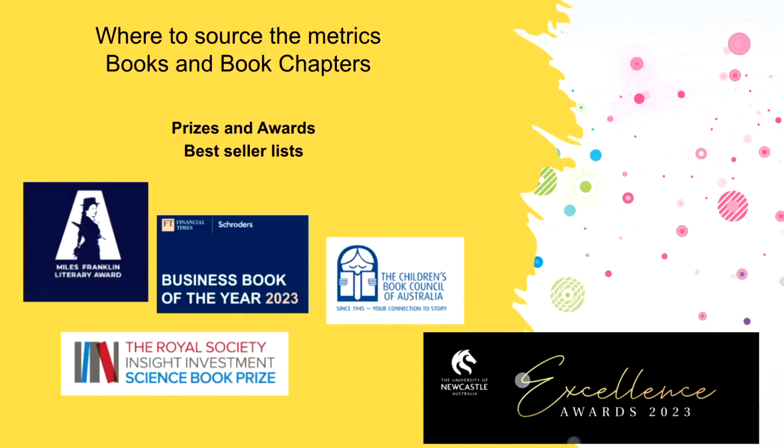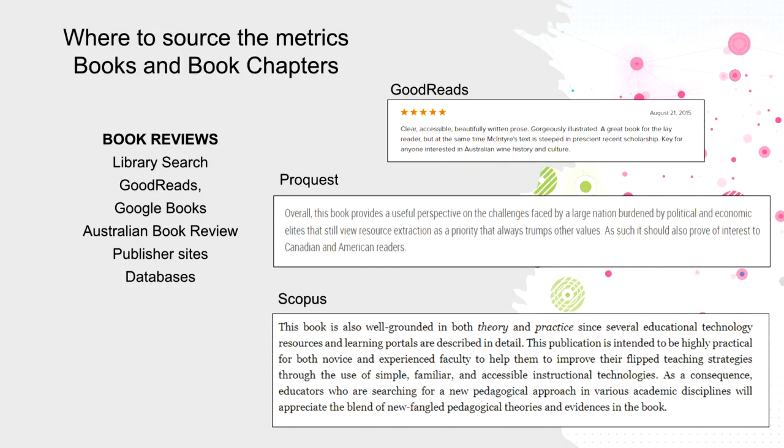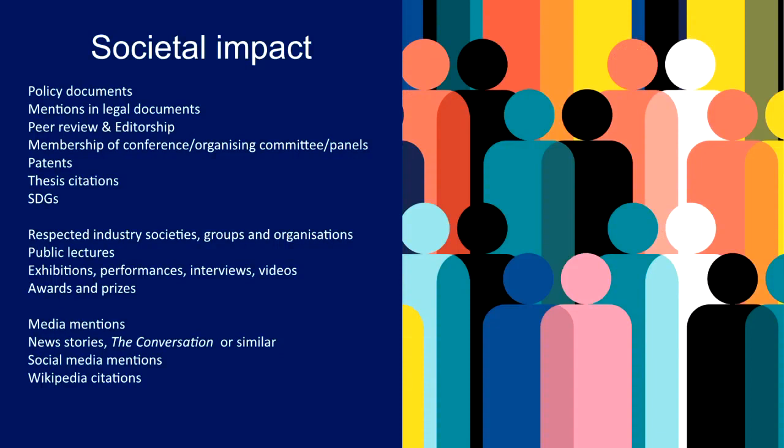Keep track of any nominations and awards you receive. Awards, prizes, and bestseller lists are another way to demonstrate the significance and value of your research to both academia and the wider community. Book reviews can be found on publisher websites and sites such as Goodreads and Google Books. Databases can also be used to find book reviews published in academic journals. Include any favourable examples when outlining the engagement with your research.